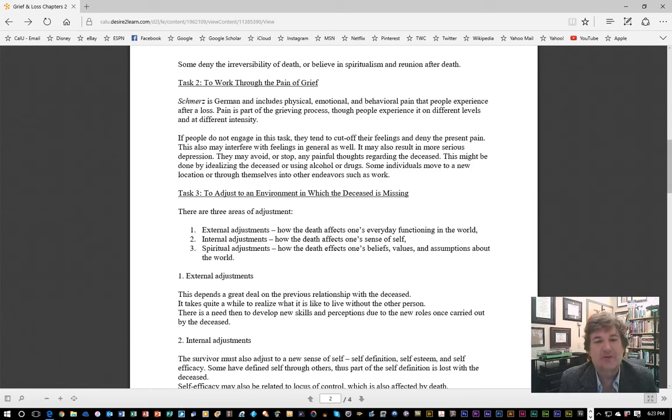Task 3, to adjust to an environment in which the deceased is missing. So there's 3 areas of adjustment: external adjustments, how the death affects one's everyday functioning in the world. People go through their days. That other individual was included in that daily routine, and now that has changed. Internal adjustments, how the death affects one's sense of self. That has a number of different layers to it. How do I feel about myself in relation to this loss? How do I feel emotionally?